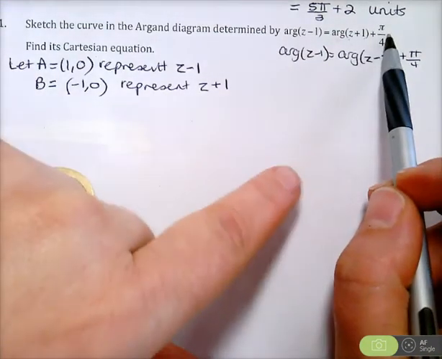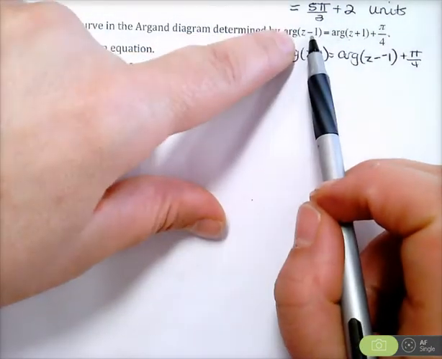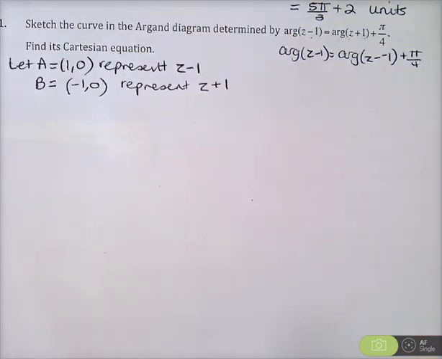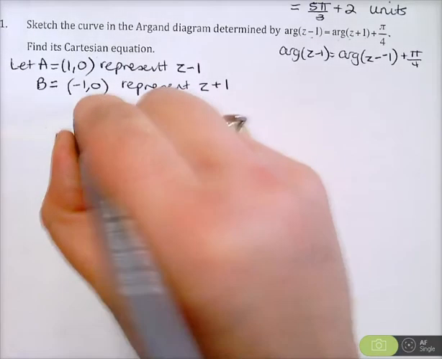If I add 45 degrees onto that, I will get the same direction as the direction from 1 to the complex number. Okay, so let's just sketch where A and B are.